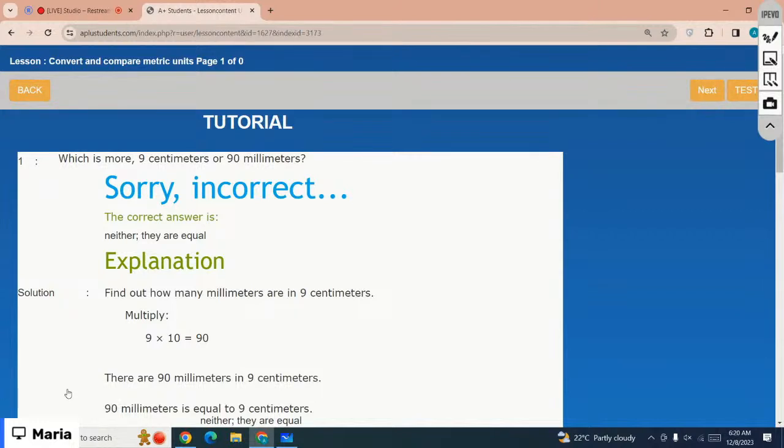We know that 1 centimeter equals 10 millimeters, right? So you can convert 9 centimeters to millimeters. 9 times 10 equals 90 millimeters, right? So you can see they both are exactly equal. 9 centimeters or 90 millimeters, they both are exactly equal.